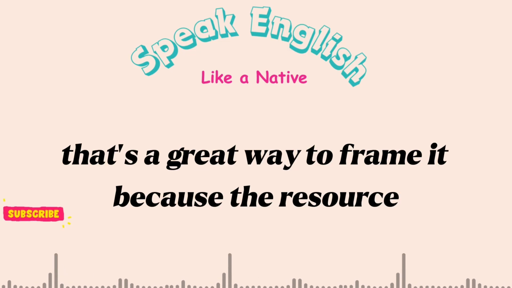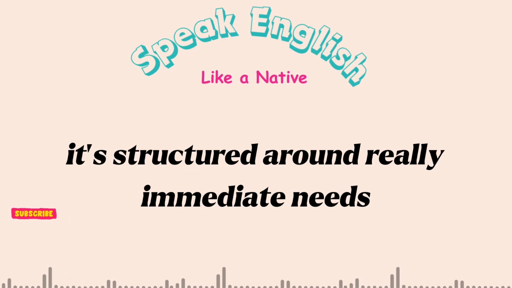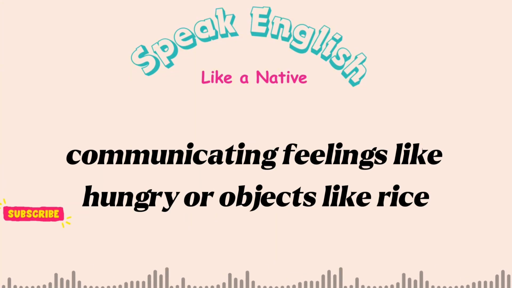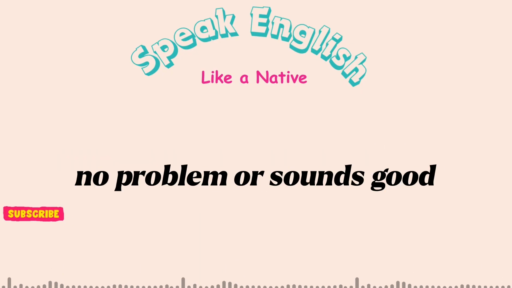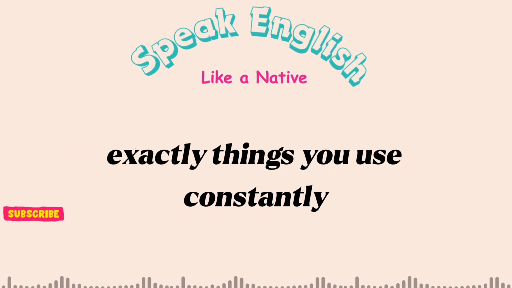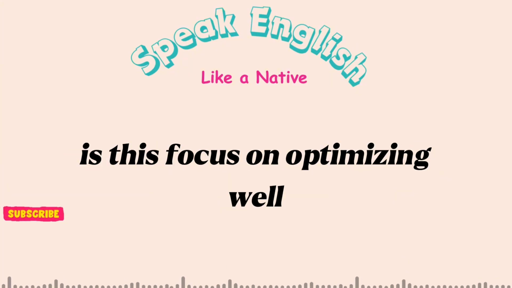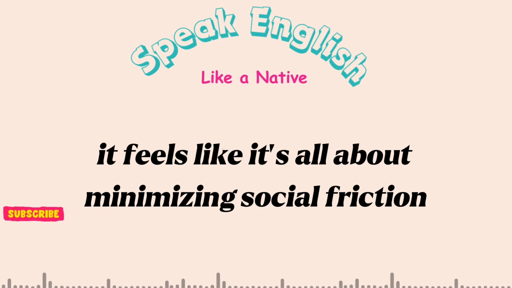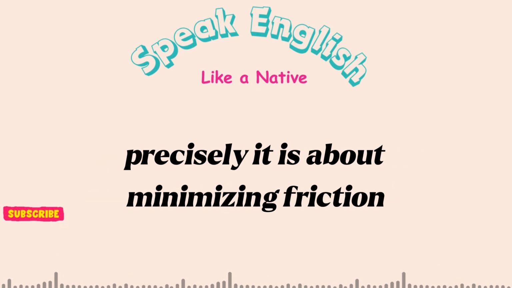That's a great way to frame it, because the resource is structured around really immediate needs, isn't it? Communicating feelings like hungry or objects like rice, and then these essential little phrases like no problem or sounds good. Things you use constantly. And what jumps out straight away is this focus on optimizing speed and clarity for routine daily interactions. It feels like it's all about minimizing social friction. Precisely. It is about minimizing friction.